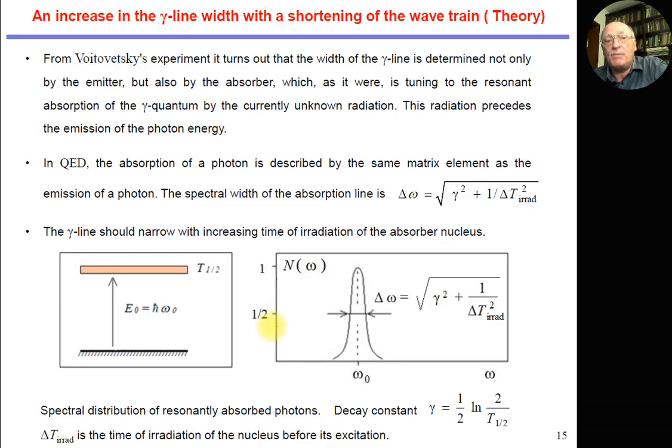From this Vladimir experiment, it turns out that the width of the gamma line is determined not only by the emitter, but also by the absorber, which, as it were, is tuned to the resonant absorption of the gamma quantum by the currently unknown radiation. This radiation precedes the emission of the photon energy. In quantum electrodynamics, the absorption of a photon is described by the same matrix elements as the emission of a photon. The spectral width of the absorption line is given by this expression, which includes the time of radiation of the absorber nucleus.